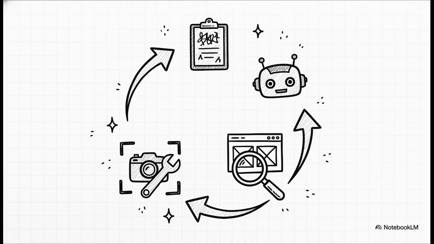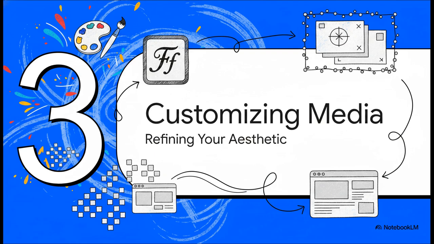Now, spoiler alert, the first draft won't be perfect, and that is totally normal. You just review the draft, and if, say, the layout looks weird, you just take a screenshot, drop it back into Codex, and say something like, hey, this spacing looks off, please fix it. It's just generate, review, screenshot, and refine. Next up, section 3, customizing fonts and media.